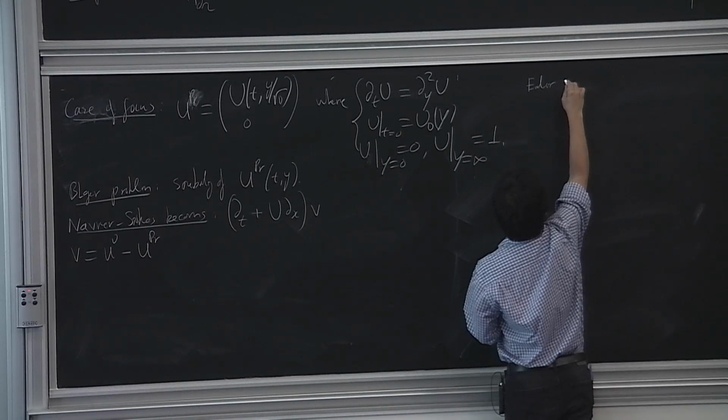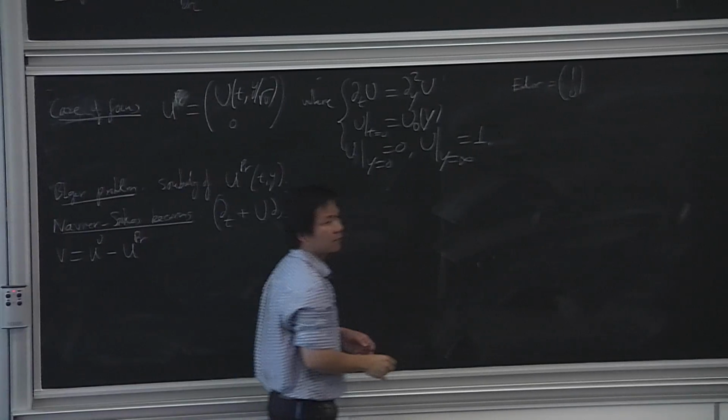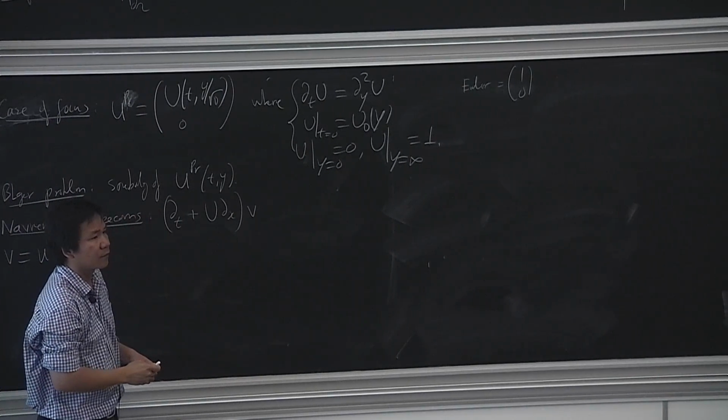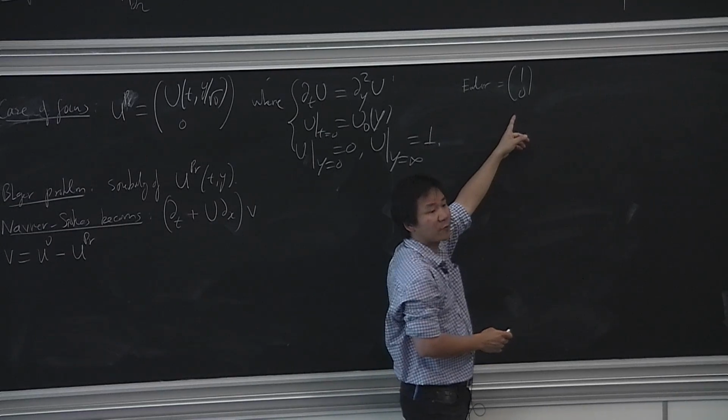Yeah, please. I don't understand why at y infinity it does not match the Euler solution. No, it should be 1. Yeah, that's what I mean. The Euler should be 1. Yeah, Euler should be 1. Yeah, sorry. Okay.